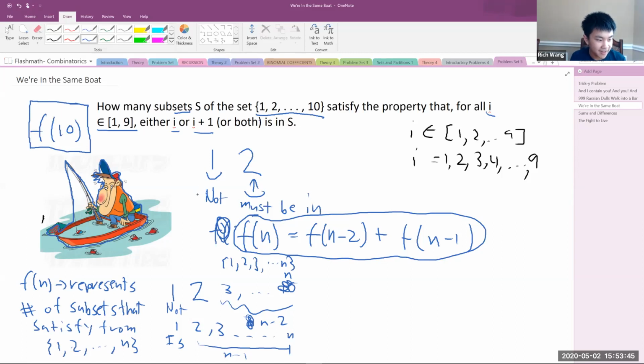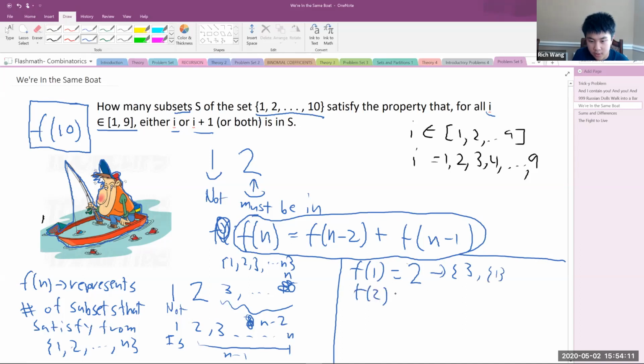Are we going to do gen func? That's a bit hard. We'll see. Anyways, now that we have this recursion, all we have to do is find the smaller cases and then build up. So we know that f of 1 is, sorry, wait, f of 1 is just equal to 2, because it can either be the empty set or it can be 1. And then f of 2 is equal to 3, because it can either be 1 and 2, just 1, or just 2.